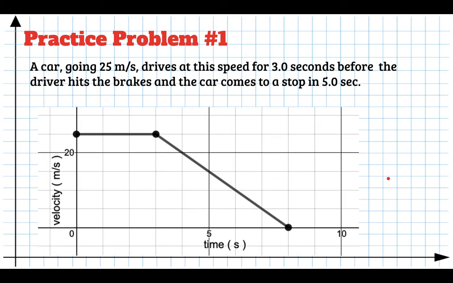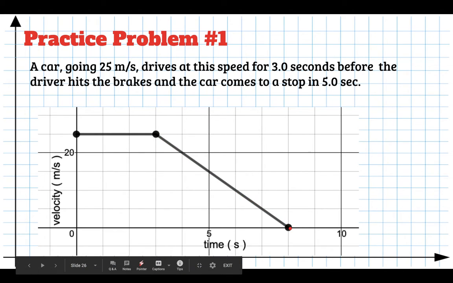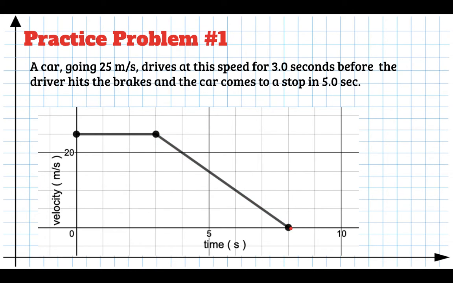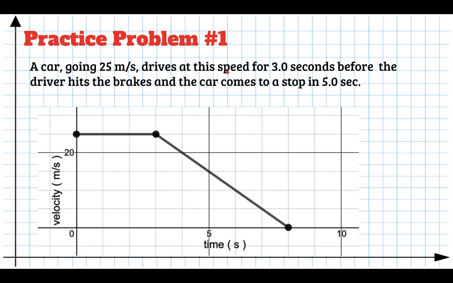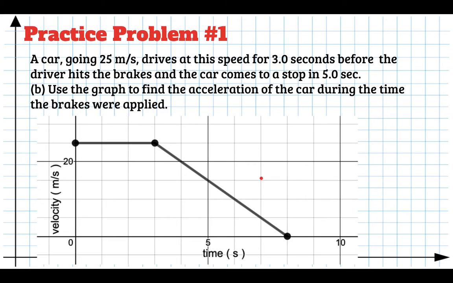Okay, so here's what it looks like. The car is going 25 meters per second for 3 seconds. So our velocity remains 25 meters per second for 3 seconds. And then it decreases at a constant rate over the next 5 seconds until it reaches 0. Okay? So that's what the graph of the velocity versus time looks like, and we can get that from the way the problem is worded. So for 3 seconds, it maintains a constant speed of 25 meters per second, and then during the next 5 seconds, it comes to a stop. All right? So that's the first question.